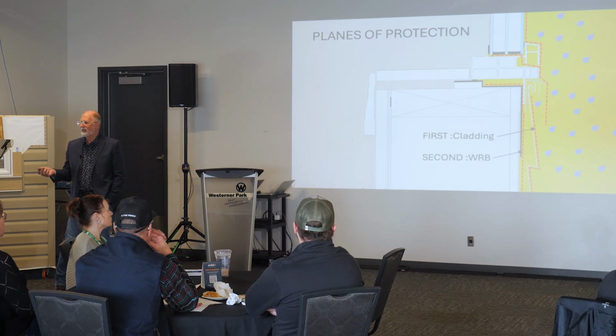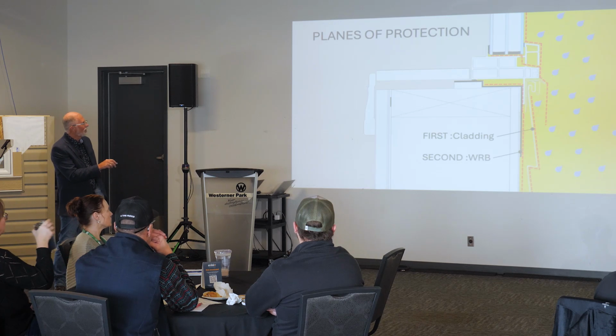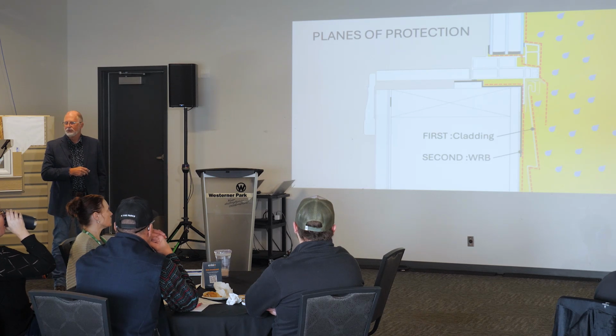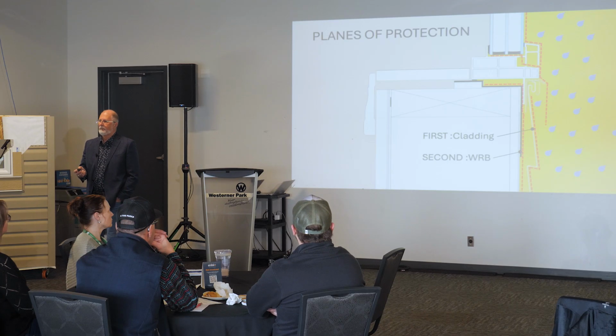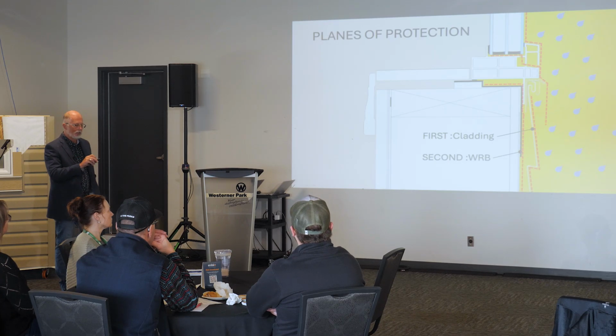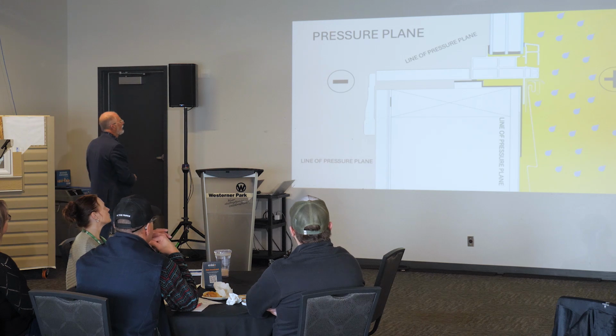They come with the jam extension already on. How are you going to put that seal in there? There's no way. So as long as the jam extension is sealed to the window, you can take this seal and you can put it out here, and it's still going to perform just as good. It's all about that air barrier and that principle of first and second plane of protection.